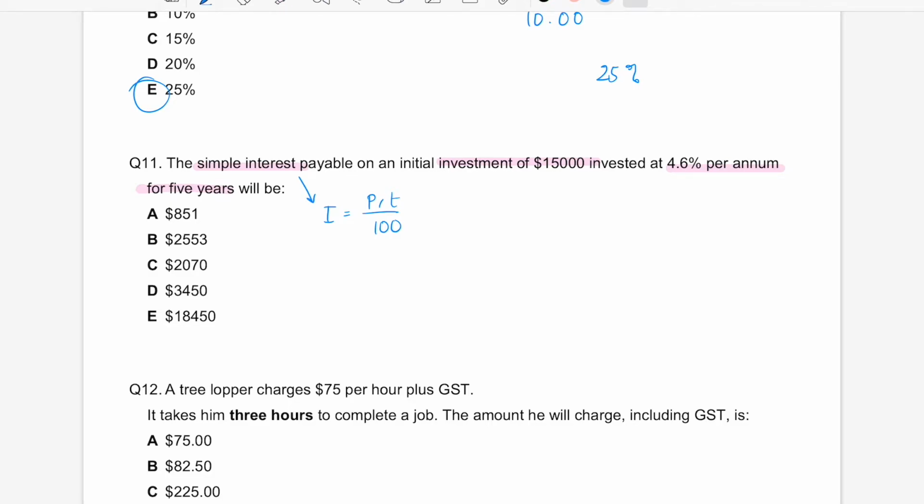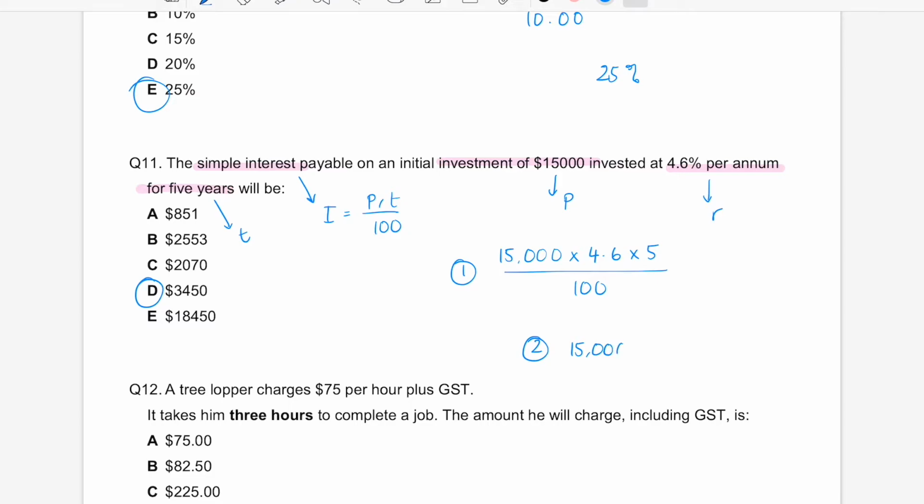Just identifying what I have. That's my P, that's my R, and that's T. So if you just put this into your calculator, like so, 4.6 times 5 over 100, and that will give us an answer of 3,450.